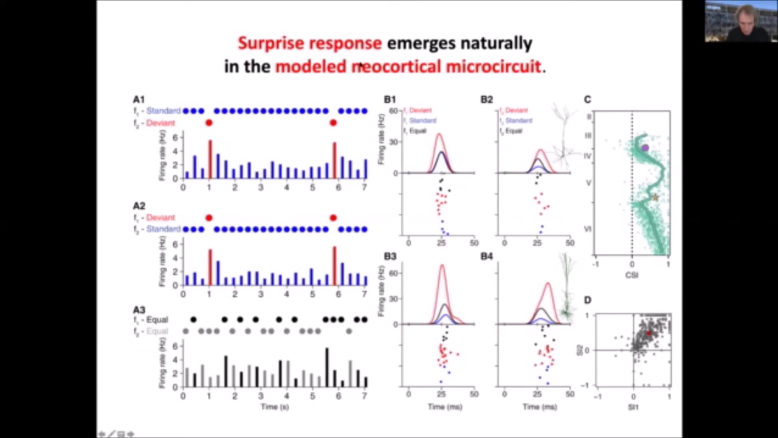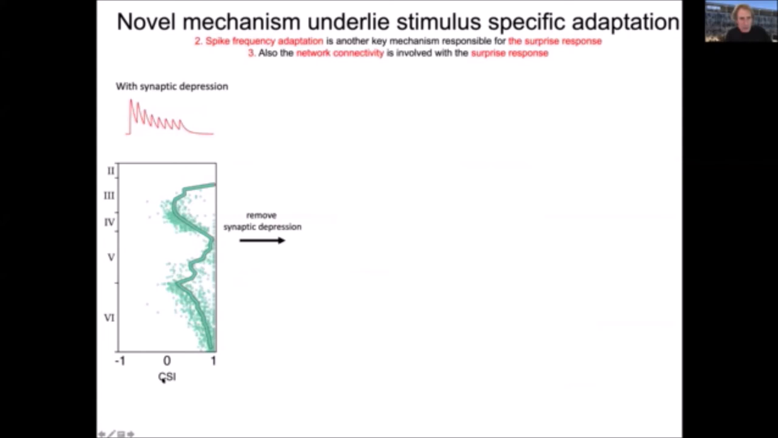So this is the response of the circuit when it's normal. You can see there is a measure showing that there is a strong response. If there was no strong response to the deviant, everything would be around zero. But you can see that some of the cells, especially in layer 4 and layer 5, respond very strongly to the deviant. This is a measure of response to the deviant.